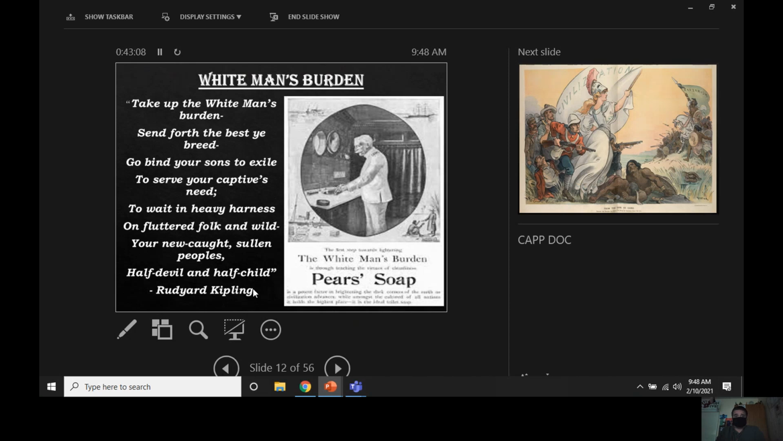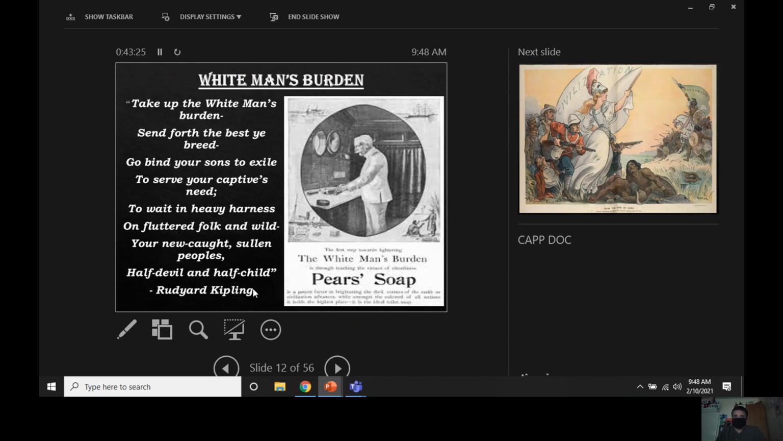Take up the white man's burden. Send forth the best ye breed. Go bind your sons to exile, to serve your captives' need. To wait in heavy harness on fluttered folk and wild, your new-caught, sullen peoples, half devil, half child.